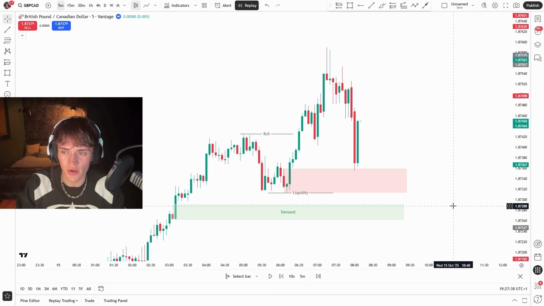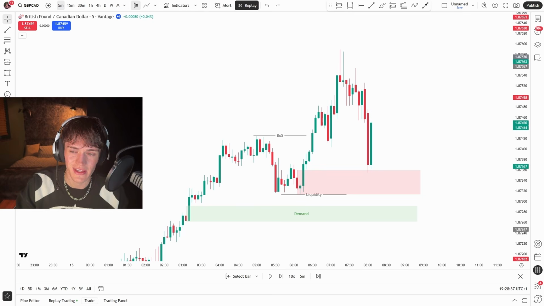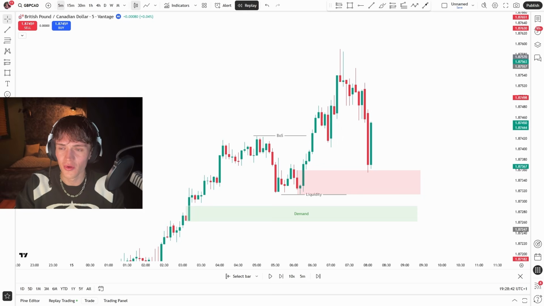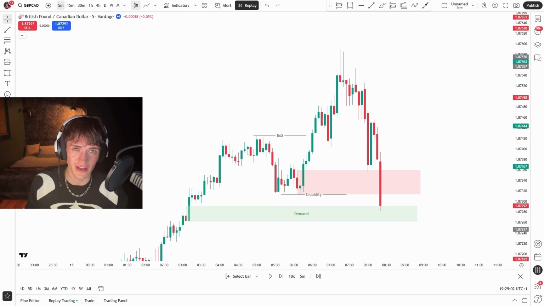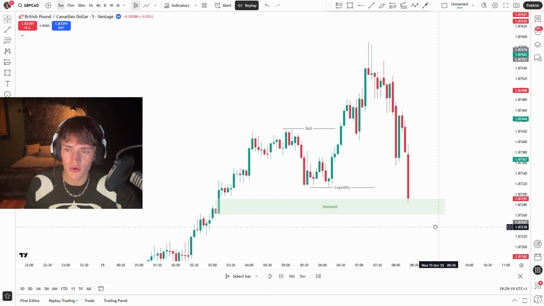We don't look at this zone as something that we want to enter, since it isn't valid for us, but it is valid for a lot of people, of which are going to be getting stopped out before we come back down to our zone, which is really unfortunate for them, but is going to be a great confluence for us. So when price finally touches my zone, how do I actually enter?